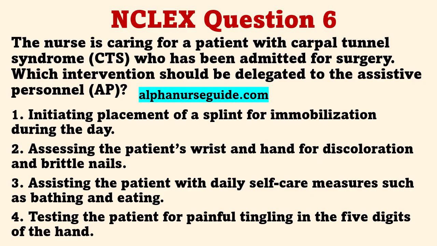The correct answer is 3. Assisting the patient with daily self-care measures, such as bathing and eating. Rationale. Helping with activities of daily living is within the scope of practice of APs. Placing a splint for the first time is appropriate to the scope of practice of physical therapists. Assessing and testing for paresthesia are not within the scope of practice of APs and are appropriate for professional nurses.